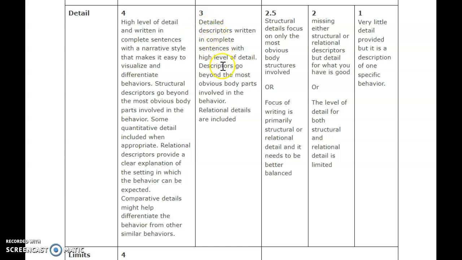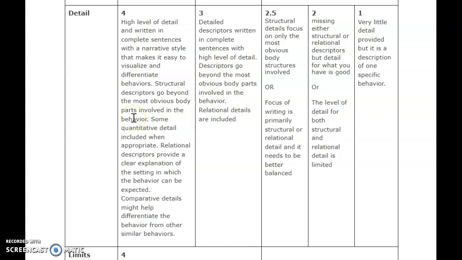If you have detailed descriptions with complete sentences and they go beyond the most obvious body parts, so you're not just talking about what they're doing with their beak, but you're also talking about how they're holding their neck, for instance, right? Or whatever it is. If you go beyond the most obvious body parts, you'll earn a 4.